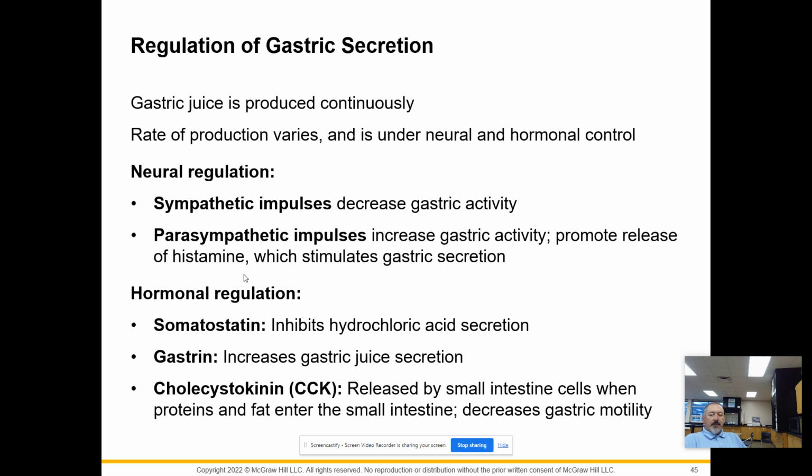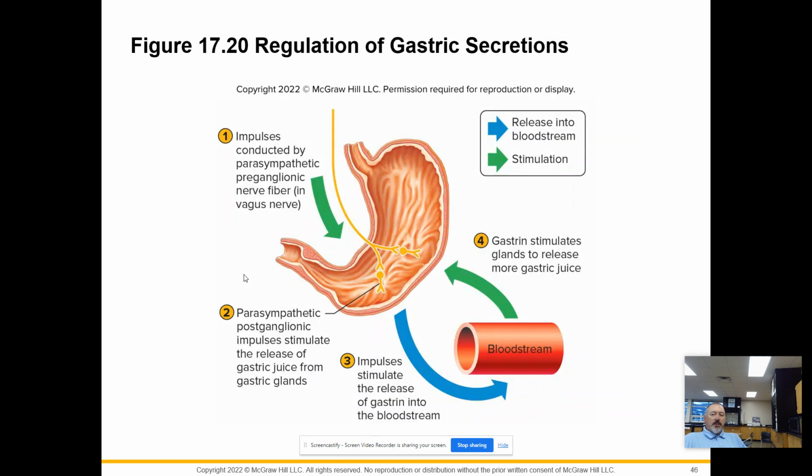All right, CCK. This is going to be released in the small intestine. This is going to be a type of feedback that we're going to see, but it's going to help in the breakdown of protein and fat as it enters, and it's going to decrease gastric motility. So it's moving around, it's going to be under that control.